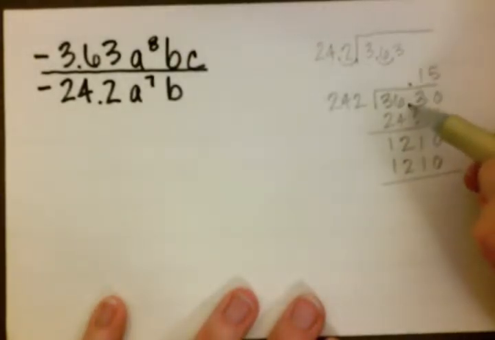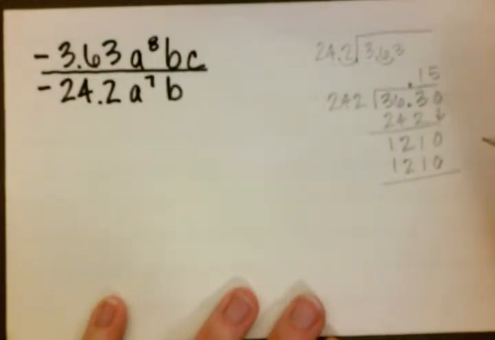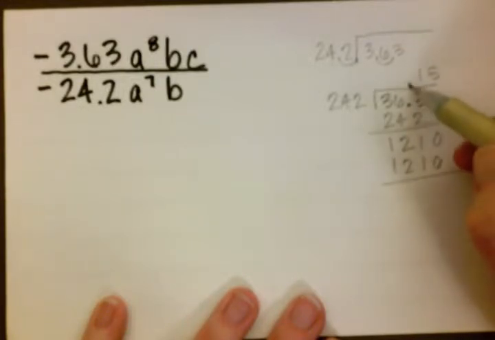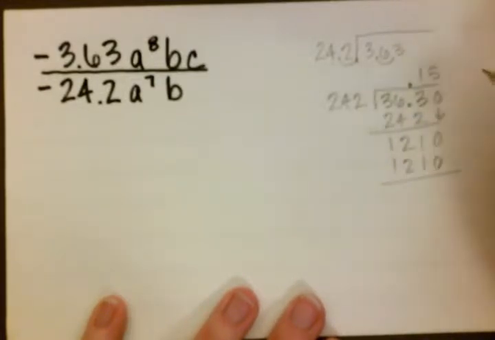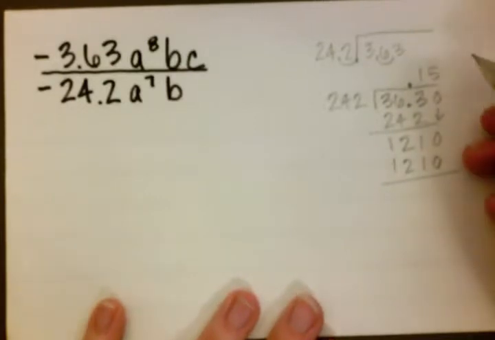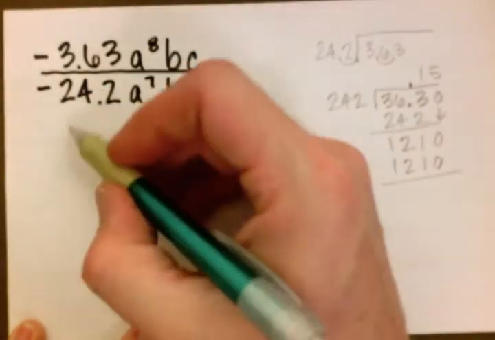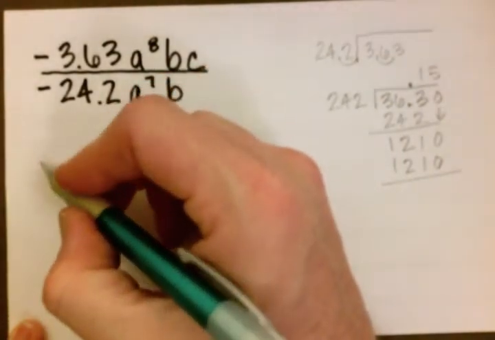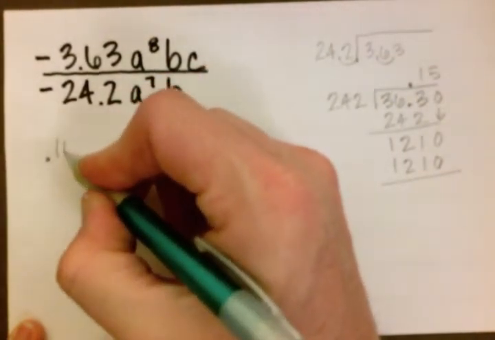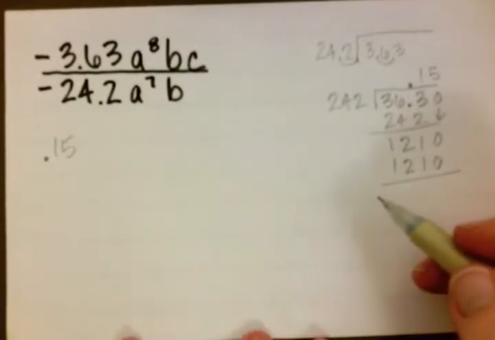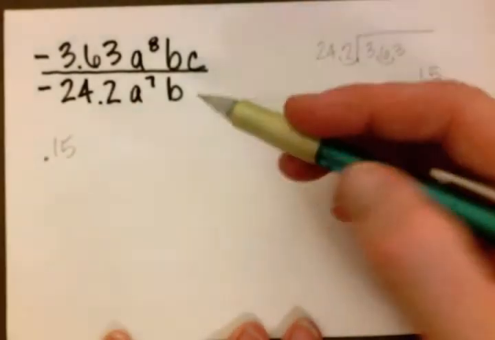Now remember that when I moved that decimal, wherever it is here under the divisor, into the numerator, it also has to be up here in our answer. So it's going to be there, and our answer is going to be 0.15. So we can go ahead and write that here, 0.15.